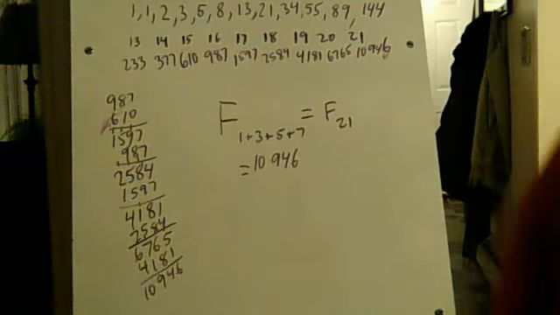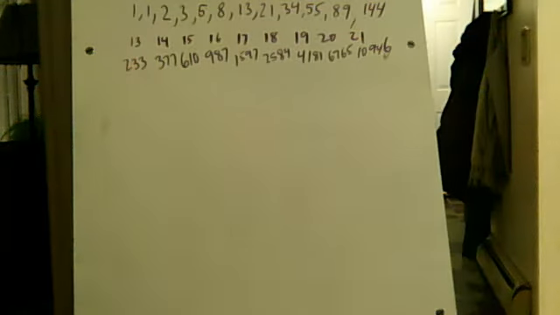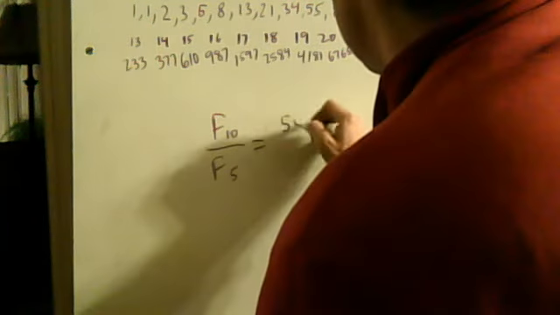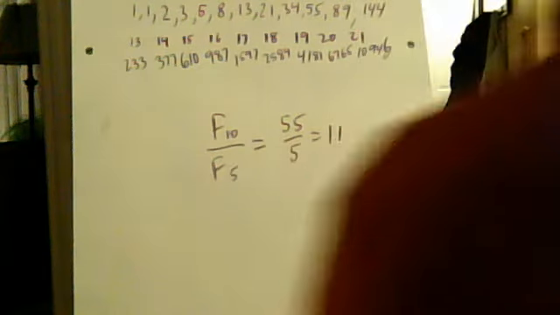10,946 is the answer. It takes a little bit of work to get to that. Okay, great. Now, let's go to the next one. Problem is, what is F10 divided by F5? Okay, F10 is 55. F5 is 5. Answer is 11.